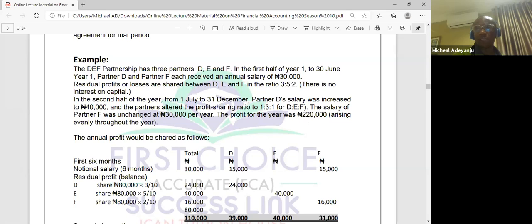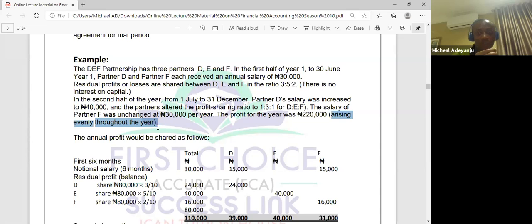The profit for the year was 220,000, arising evenly. Look at the quotes here. It says arising evenly throughout the year. So what they are saying is that if you divide 220,000 by 12, that is the amount that each month actually contributed. That's the profit that each month actually earned. So the amount was evenly earned in the profit for the year.